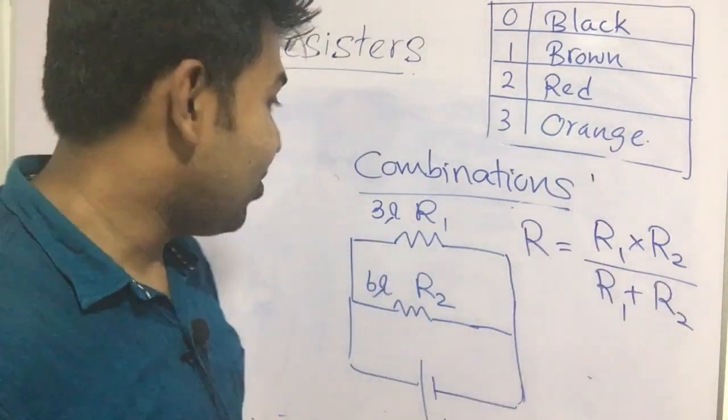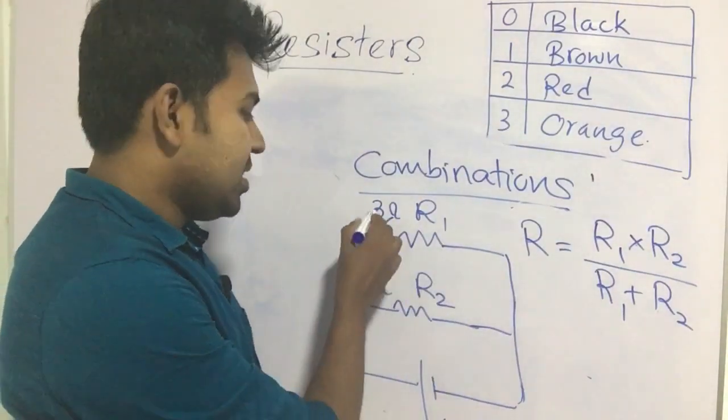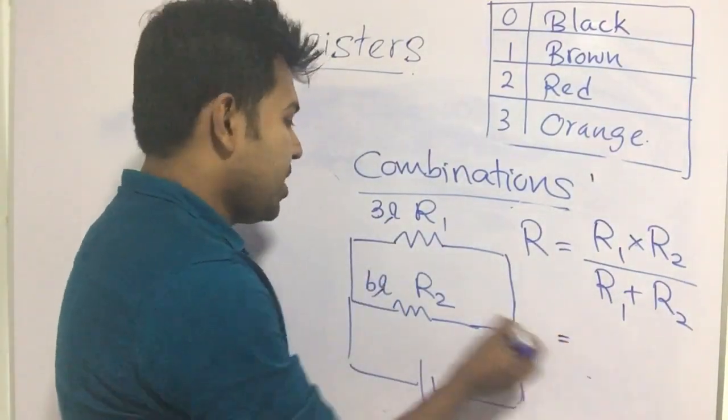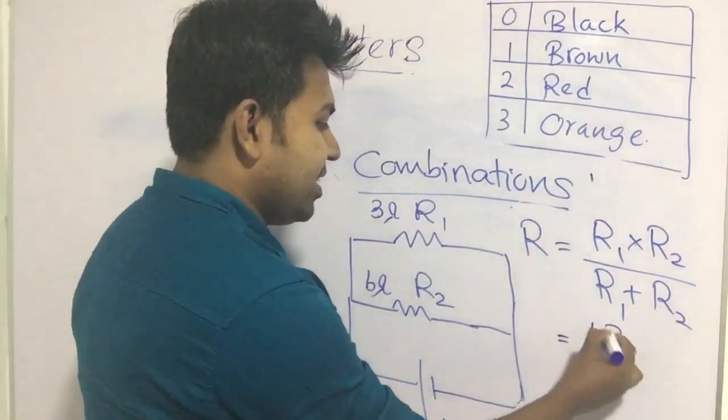So you will see how to do that. Example from your mind, how to do it. So this is 3, this is 6. So then 3 into 6 is how much? 18.